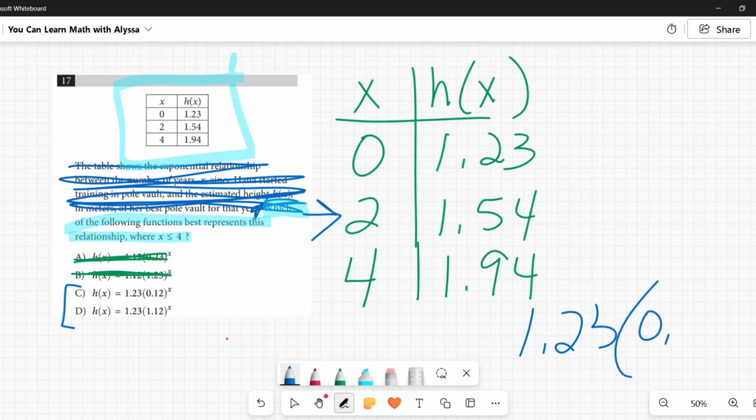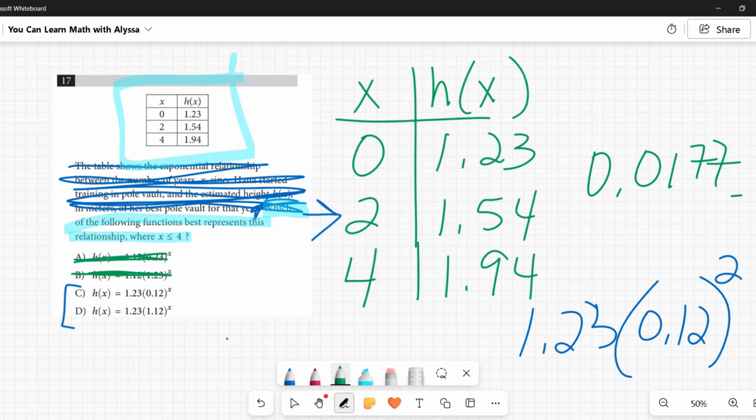1.23 times 0.12 to the power of 2. I'm putting my 2 in for x. And when I multiply 1.23 times 0.12 squared, because I'm not doing that by hand, I multiply that in my calculator, I get 0.0177. I'm not going to write the rest. So no, I do not get 1.54. C is out. D is my answer.